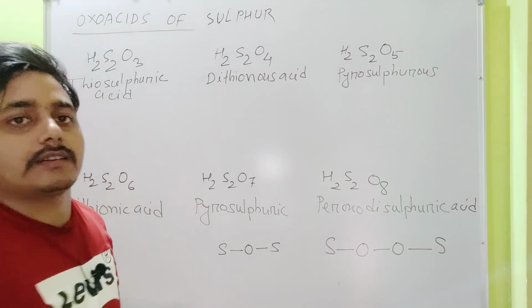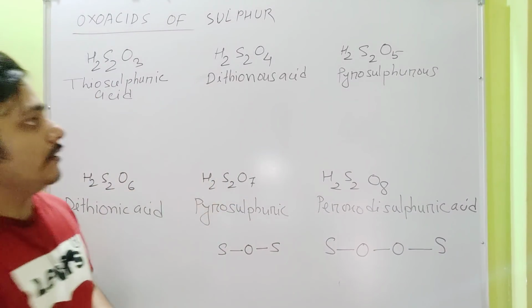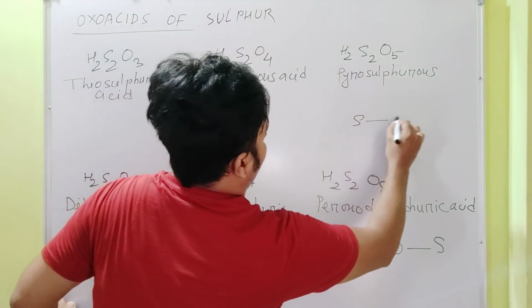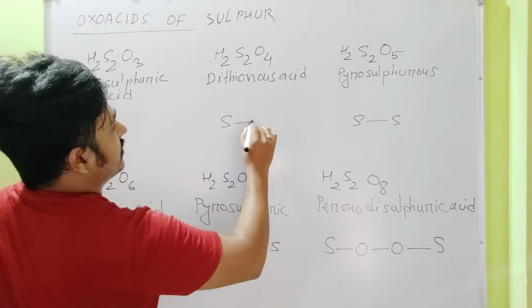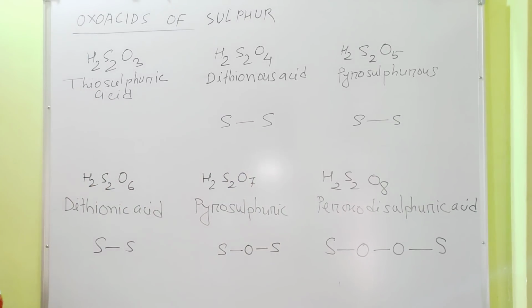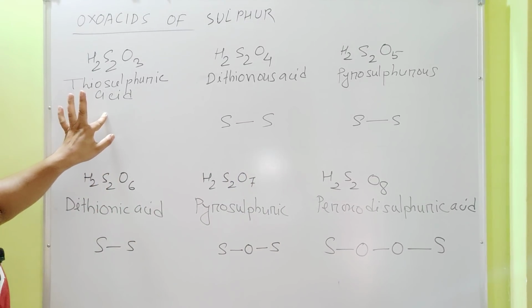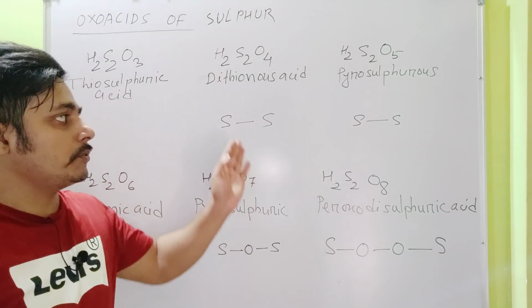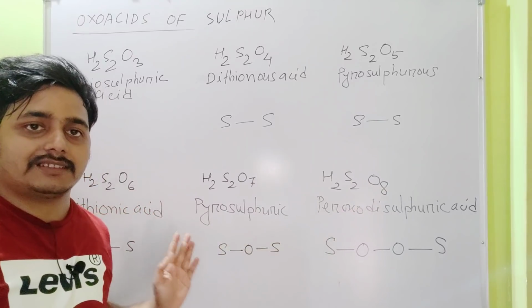Okay. Now, this compound has a sulfur-sulfur link. I will discuss the structure of thiosulfuric acid later. First, I discuss the structures of all these acids.